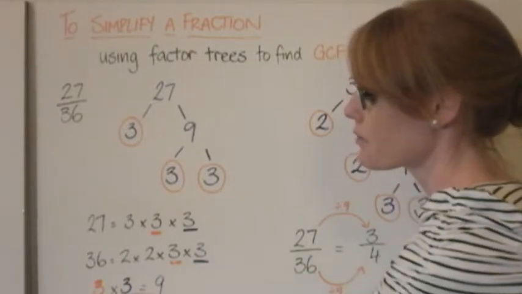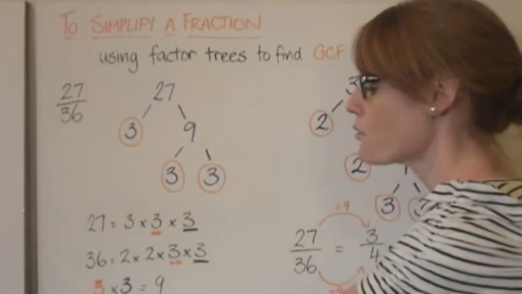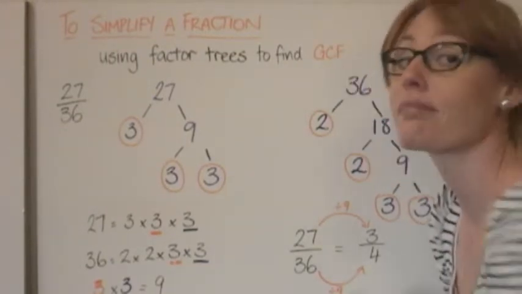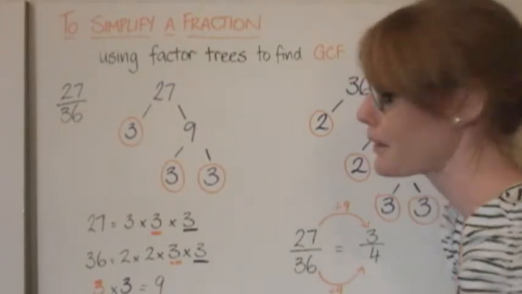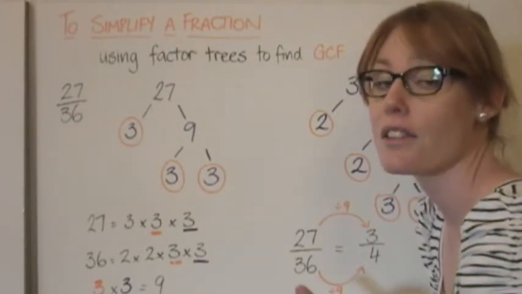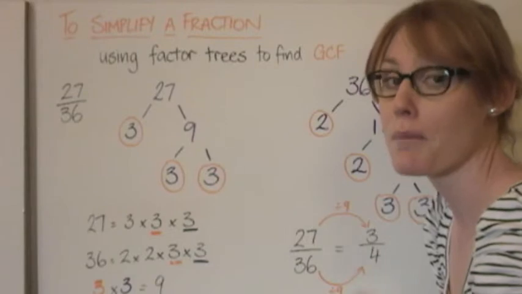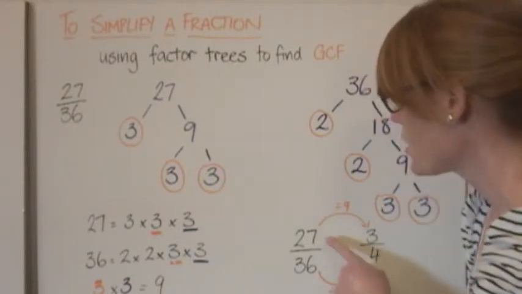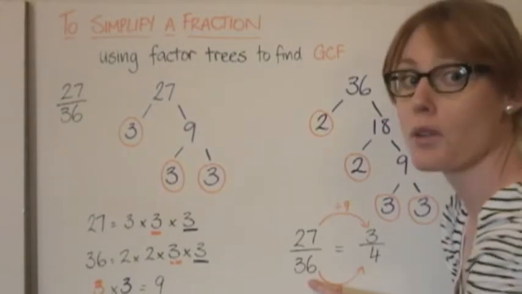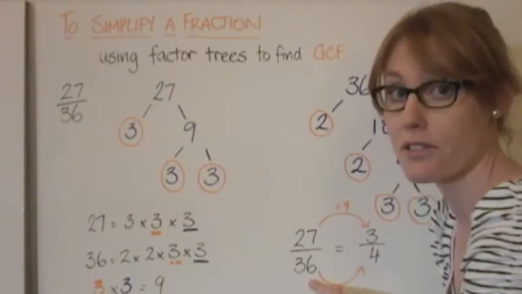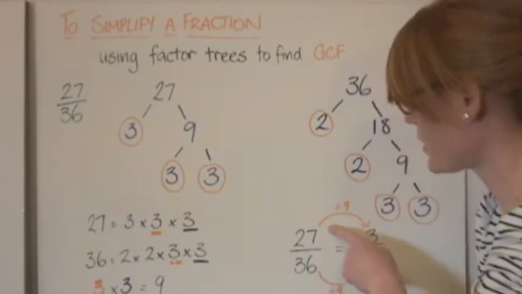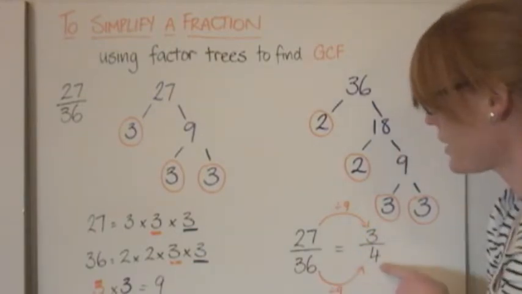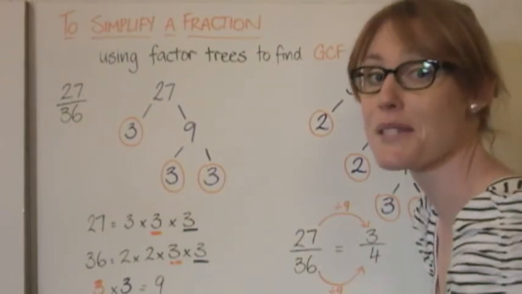3 multiplied by 3 equals 9. So the greatest common factor of 27 and 36 is 9. I then go back to my original formula and I need to divide the numerator and the denominator by my greatest common factor in order to put it in its simplest form. So 27 and 36 are both going to be divided by the greatest common factor of 9. 27 divided by 9 is 3. 36 divided by 9 is 4. And that's how to simplify a fraction.